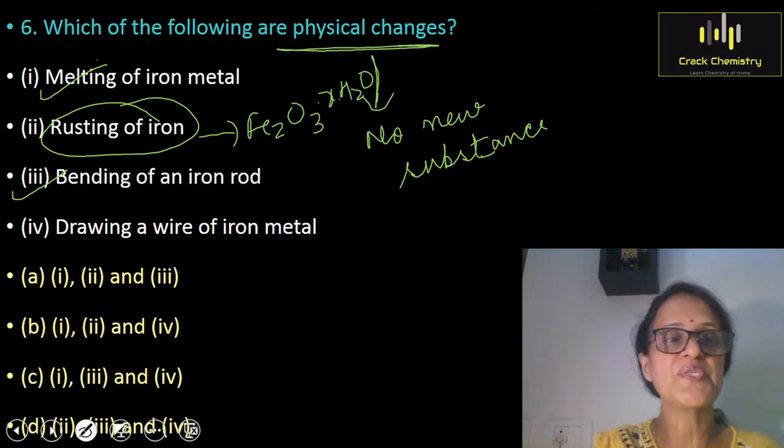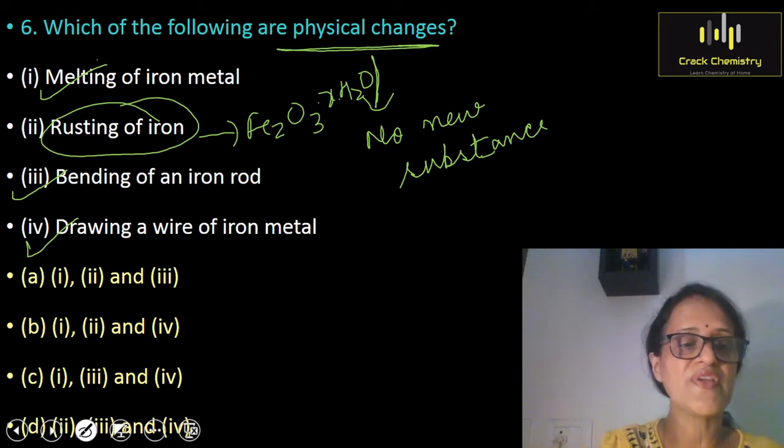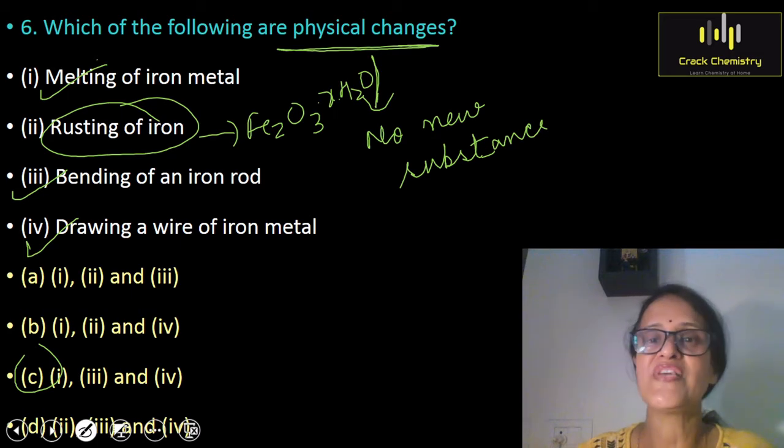So your correct options are options first, third and fourth. You will find it is given in option C. Options first, third and fourth are physical changes. I hope it is clear to you.